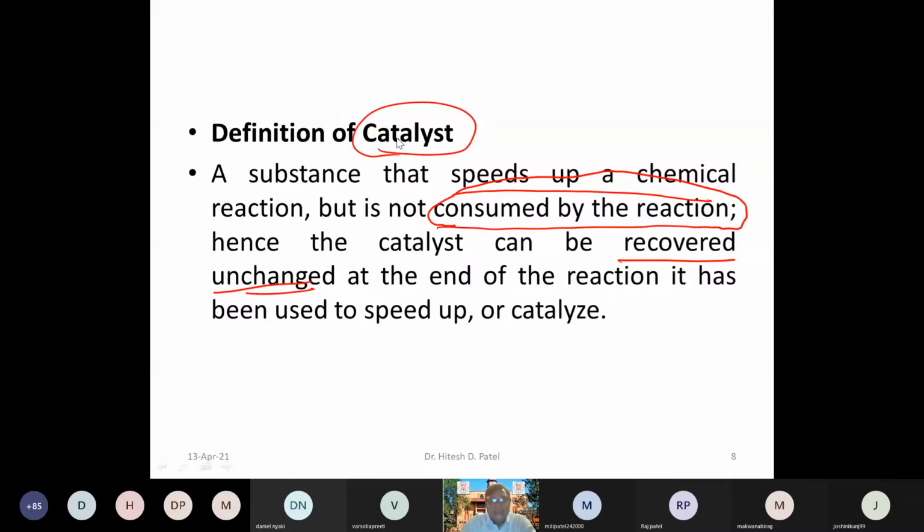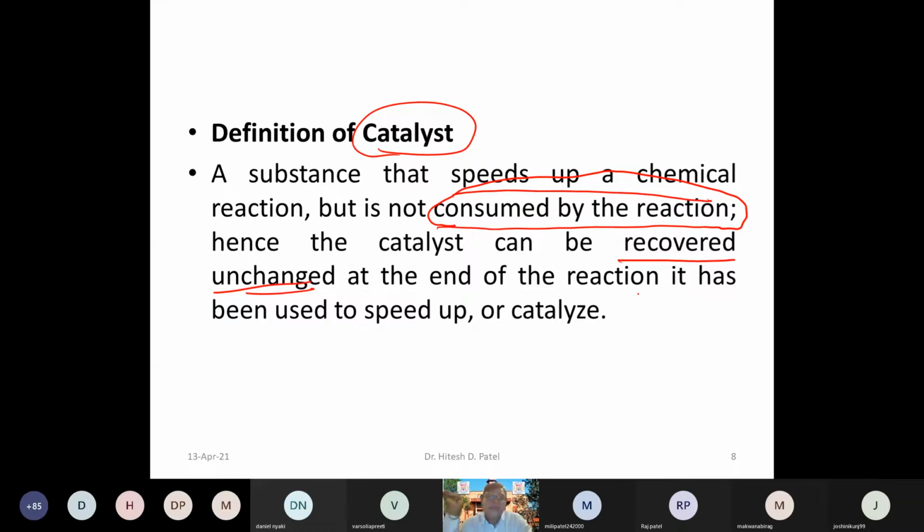Here catalyst means the chemical compound which we can use to carry out a reaction. This compound can initiate the reaction, this compound can speed up the reaction, but after completion of the reaction it will be available in its original form. That's why we can say that it is not consumed by the reaction and is recovered. This is most important. It is recovered in unchanged form. This is also important at the end of the reaction.